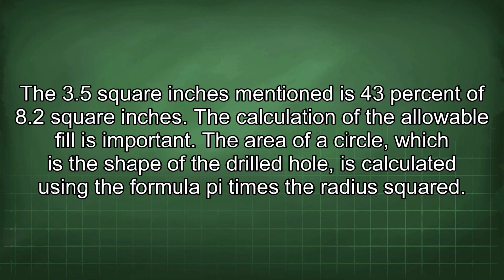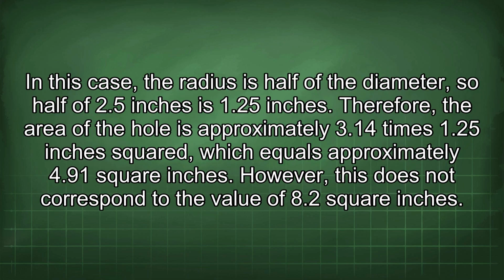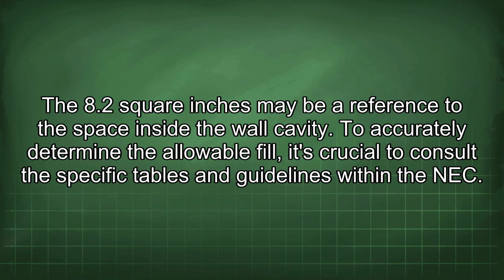The calculation of the allowable fill is important. The area of a circle, which is the shape of the drilled hole, is calculated using the formula pi times the radius squared. In this case, the radius is half of the diameter, so half of 2.5 inches is 1.25 inches. Therefore, the area of the hole is approximately 3.14 times 1.25 inches squared, which equals approximately 4.91 square inches. However, this does not correspond to the value of 8.2 square inches. The 8.2 square inches may be a reference to the space inside the wall cavity.